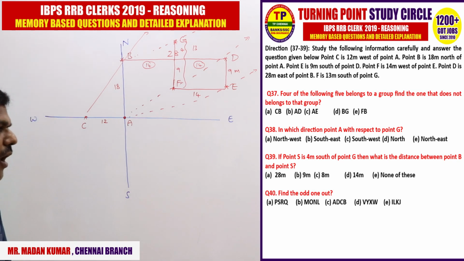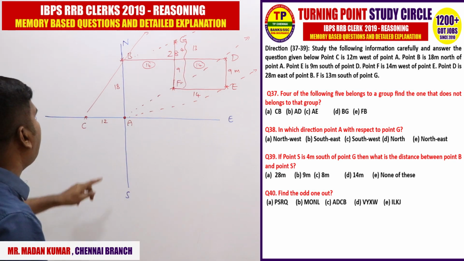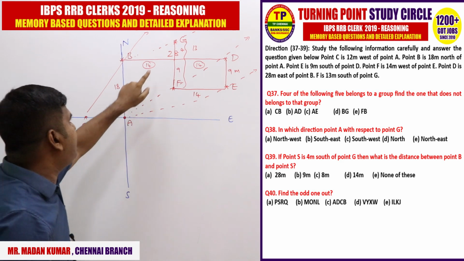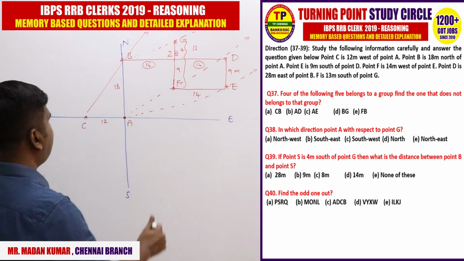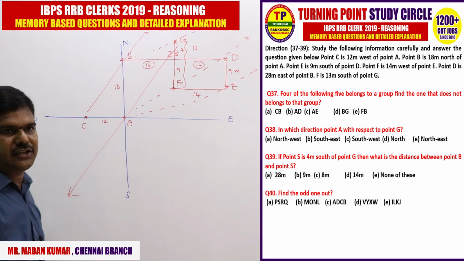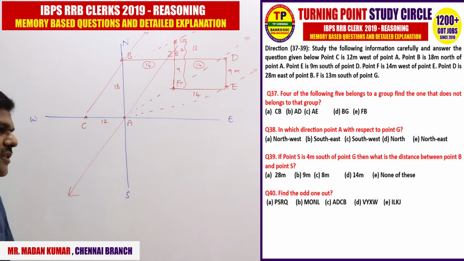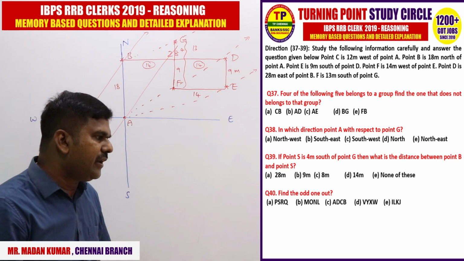In which direction is point A with respect to point G? Where is point G? Point G is here. Where is point A? Point A is here. With respect to point G, point A is in which direction? This is nothing but southwest direction. Go ahead with the southwest direction. What is the option being given? Southwest, third option. Go ahead with the third option.